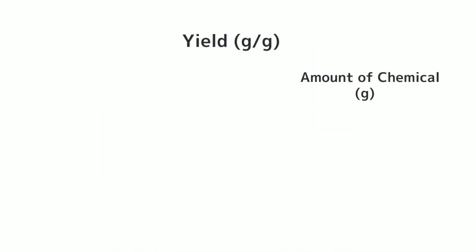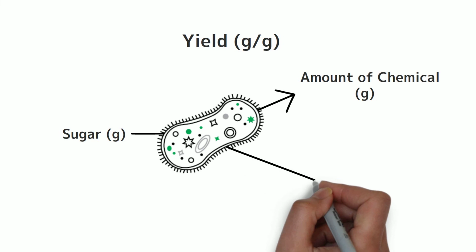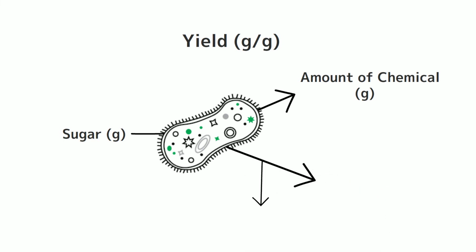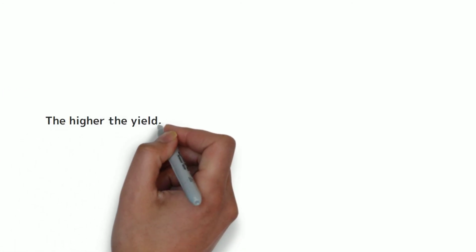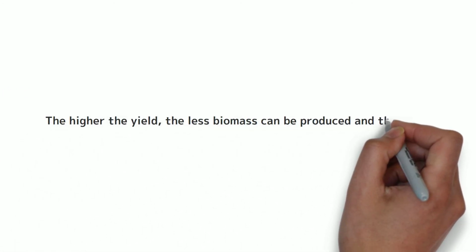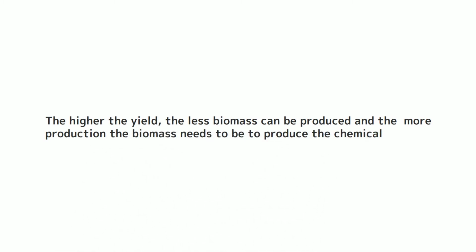Next, the yield is used to calculate the total sugar that is consumed and converted to the target chemical. The sugar not used for chemical production is the amount left over, if you will, for biomass and byproduct synthesis. This is one reason the maximum yield is limited to less than 100%, because some level of biomass is needed for the fermentation to proceed. The higher the yield, the less biomass can be produced, and the more productive the remaining biomass needs to be per cell to produce the chemical and achieve the target titers and rates.